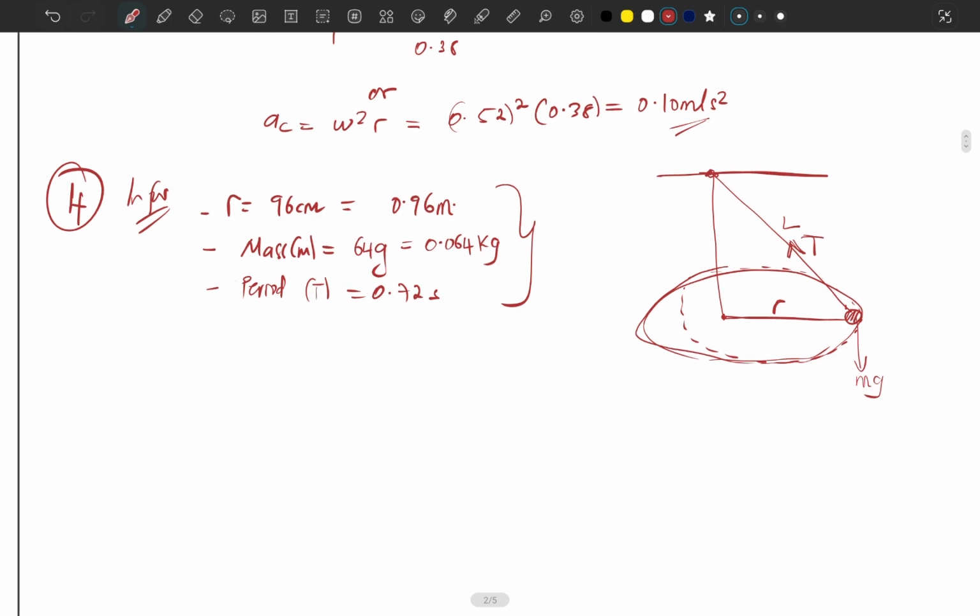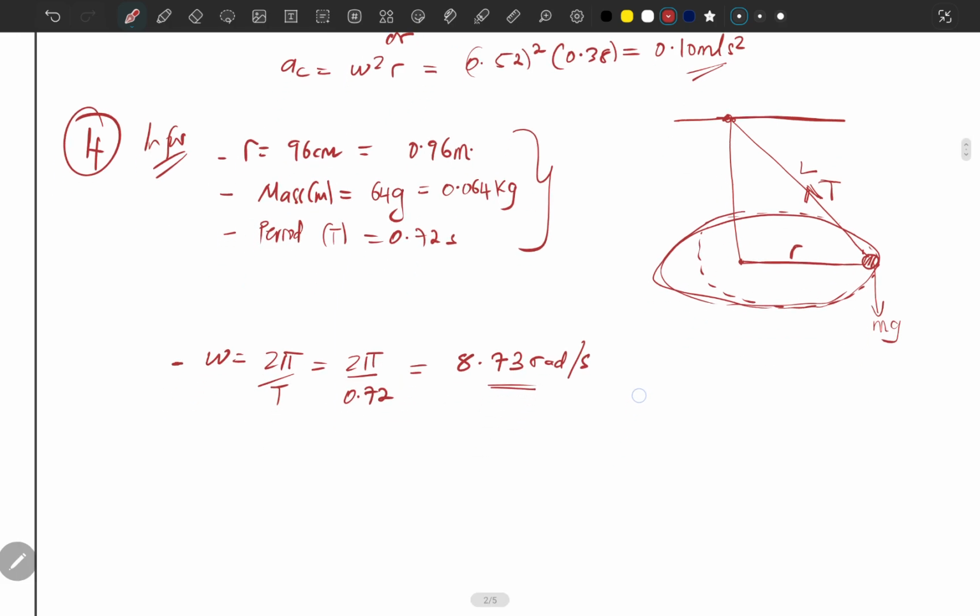The first thing we need to find is the angular velocity or angular speed. So first find angular speed, which we know as 2 pi over period. So this is 2 pi over our period, which is 0.72. I'm getting 8.73 rad per second.